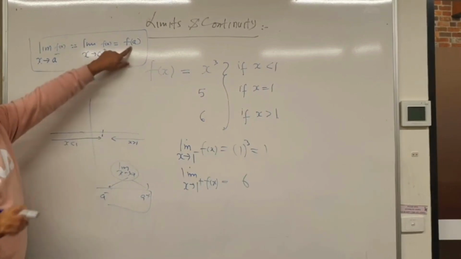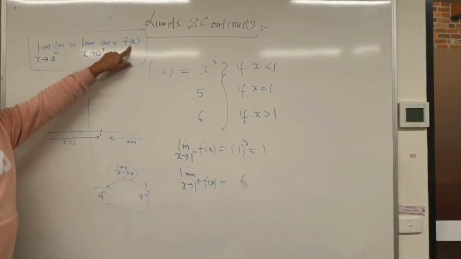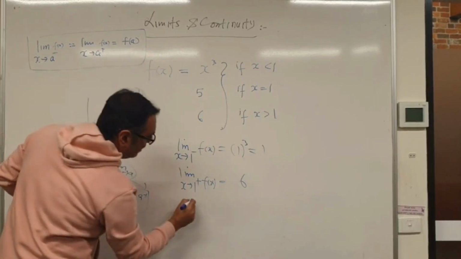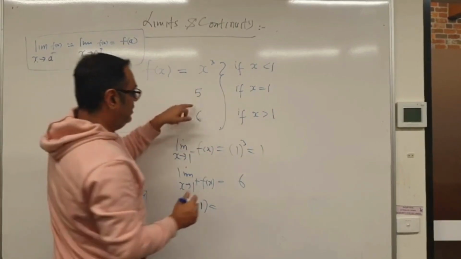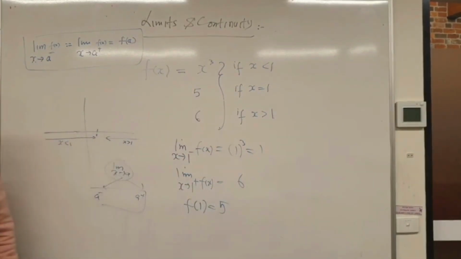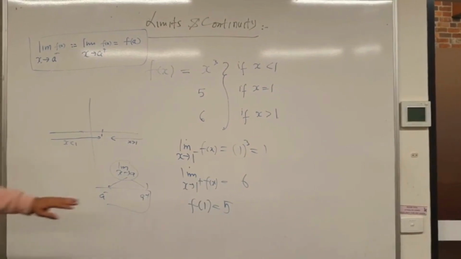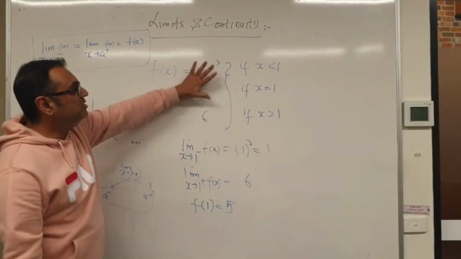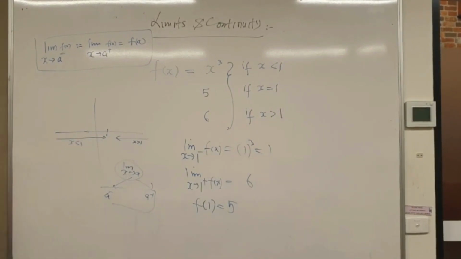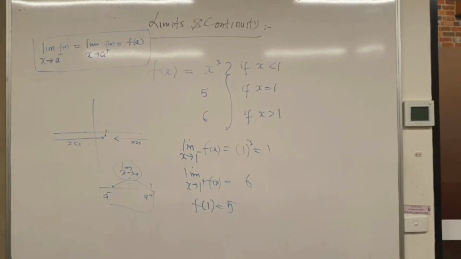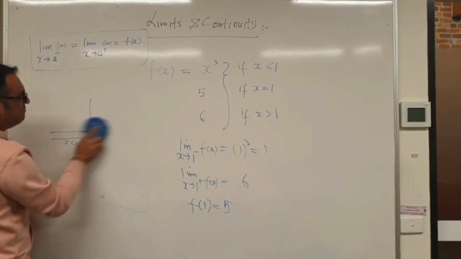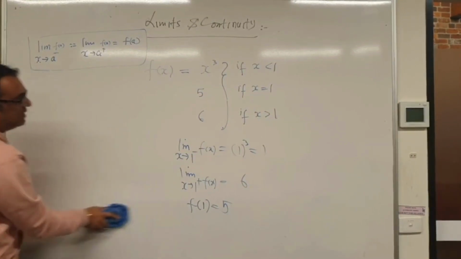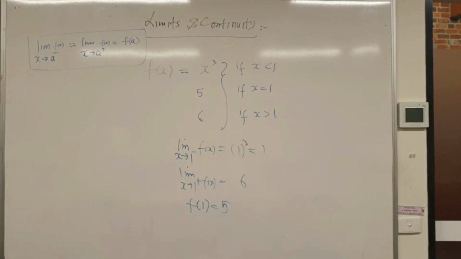But still, let's check the final one. At x equals 1, f of 1. What is the value? When x is 1, it is 5. So you see, this function is not continuous at x equals 1. Does that make sense? Now, if I were to quickly think about it for a second and probably draw the graph of this function, just to connect the final dots, how on earth will the graph look?